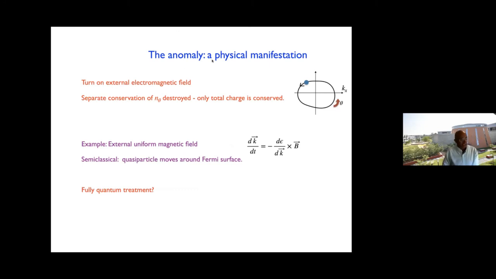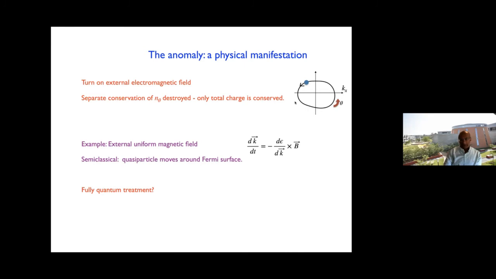Again, following the discussion in 1D, I want to ask about the anomaly of this emergent symmetry. First, let me describe this physically. In 1D, we saw that the emergent U(1) × U(1) symmetry was anomalous in the sense that if I turn on an external electromagnetic field, the separate conservation of right and left movers was violated by the external electromagnetic field. And the same phenomenon is true in the two-dimensional Fermi liquid as well.